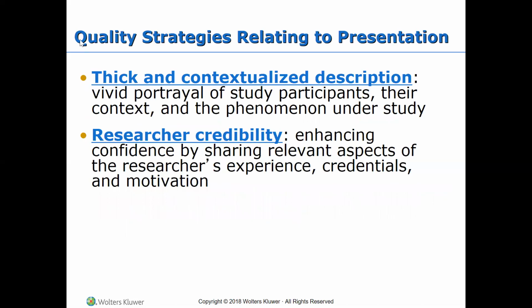Okay, well, here I had a slide that got out of order. And so quality strategies related to the presentation of the data are that they gave those contextualized descriptions, which we saw in this study, and then also understanding how credible is the researcher.